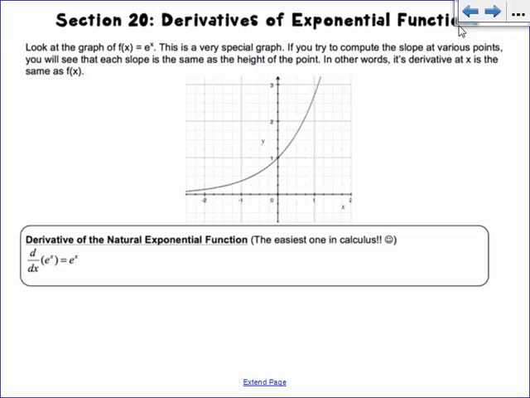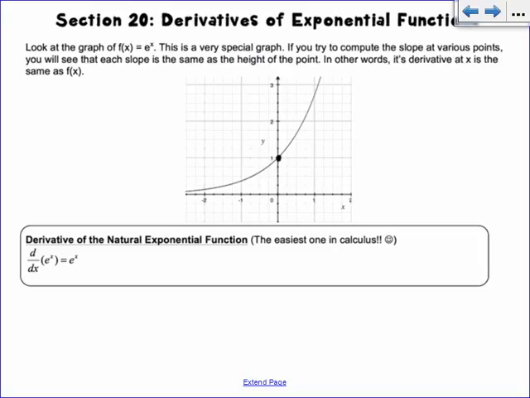This is the easiest derivative you're going to learn all year. Aren't you excited? The derivative of e to the x is itself, e to the x. Isn't that nice? It's weird. All right, so it says look at the graph of f of x equals e to the x. This is a very special graph. And you try to compute the slope at each of these points.